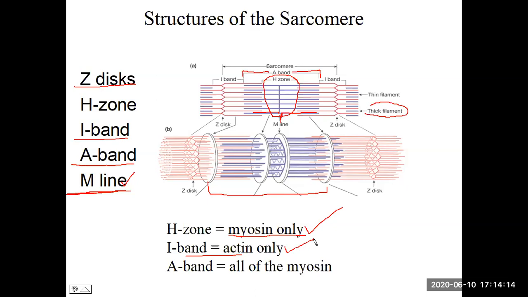So it's with all of these components here. There's the border of the sarcomere, the Z disc, the area that contains just thin filament, the I bands, the center of the sarcomere, the connection point for the thick filaments, the M line. All of the thick filament is bound within the region of the A band. Within the A band, the area that only contains thick filament is the H zone. So it's these 5 areas here.